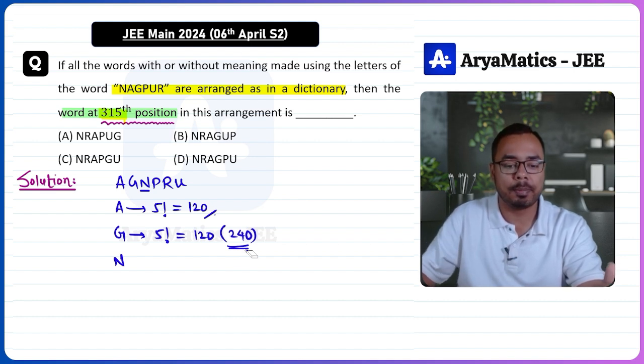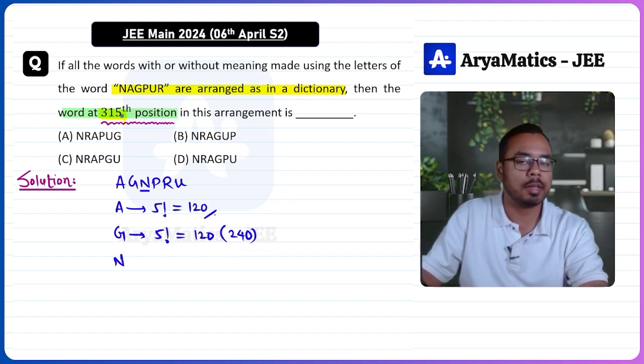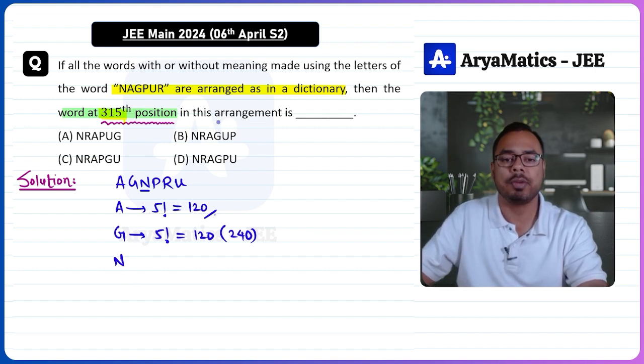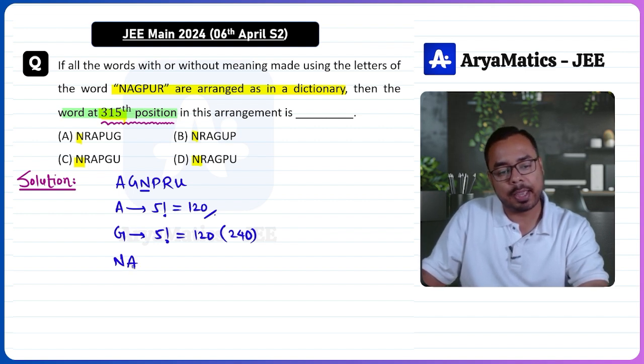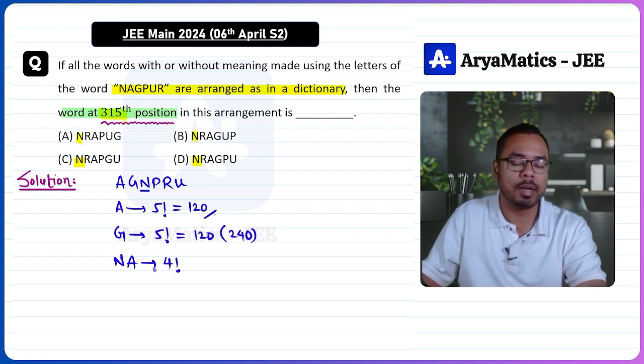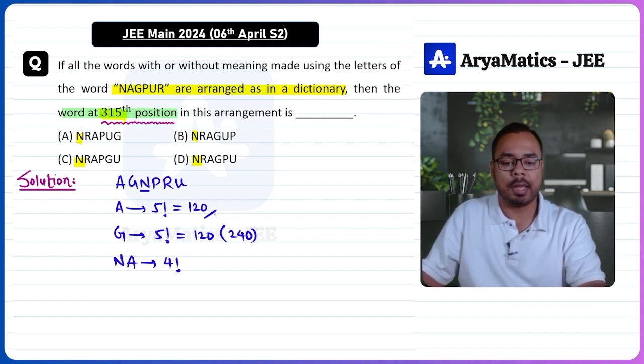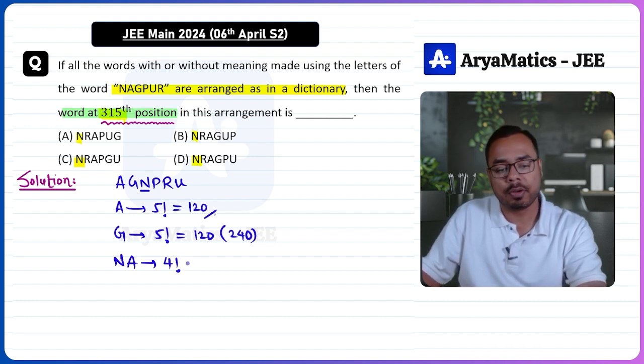Starting from 241 up to 360, the words will be starting with letter N. So on the first place we'll get N. And you can see that in all options, the first letter is N itself. Now on the second place, once you start word formation with letter N, first we'll get NA, then you will get NG and so on. So with NA, how many words are there? Again, 4 factorial, because if I fix 2 letters, then there are 4 other letters, and that you can arrange in 4 factorial number of ways. So the number of words starting with NA will be 4 factorial, which is 24. 240 plus 24 will be 264.